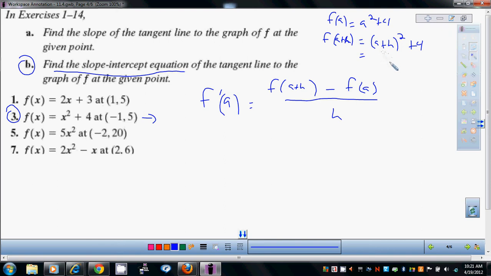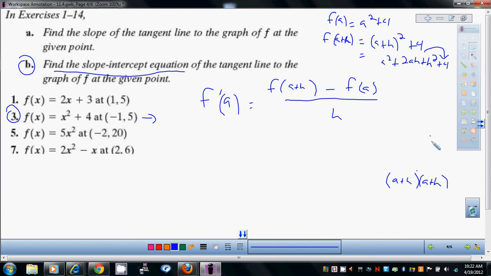Yes, you have to FOIL it. That's a plus h times a plus h. When you FOIL this, you get a squared plus 2ah plus h squared, and then you still have your plus 4. So that is nothing more than f of a plus h expanded. All I did was FOIL this out and write it here.